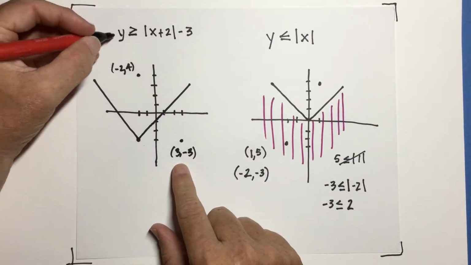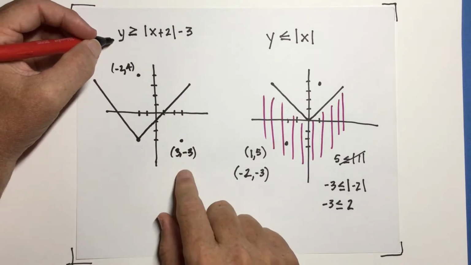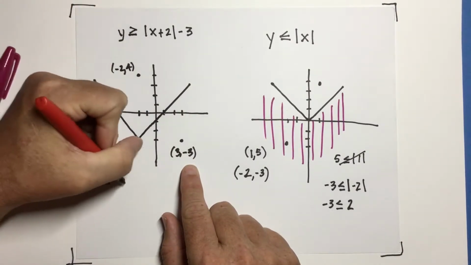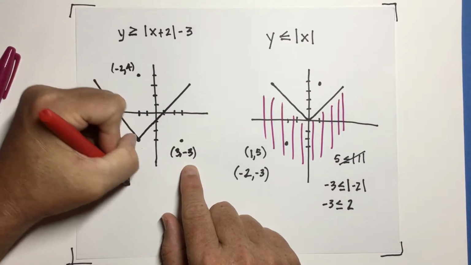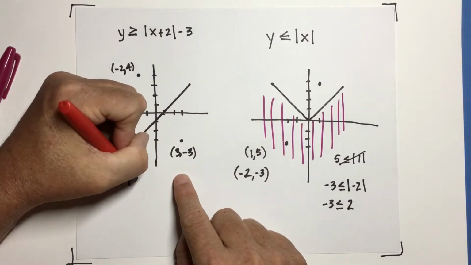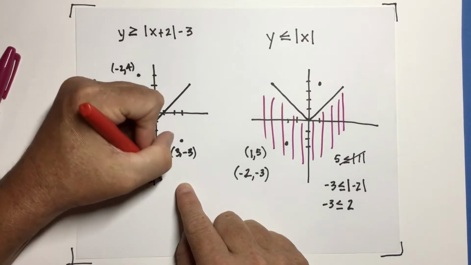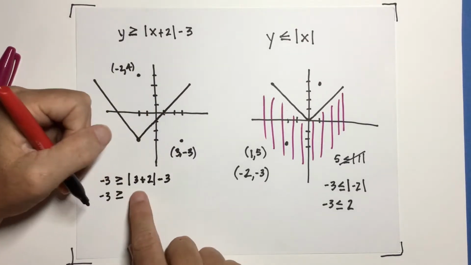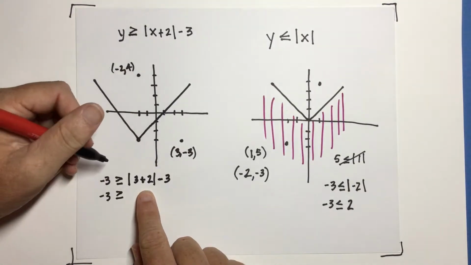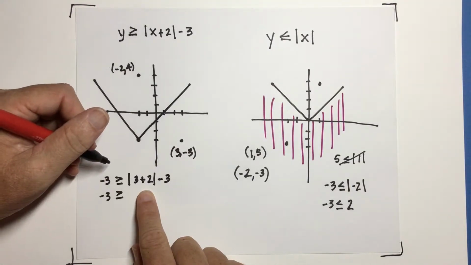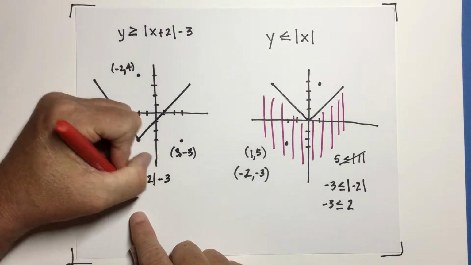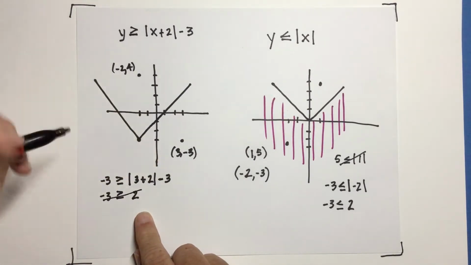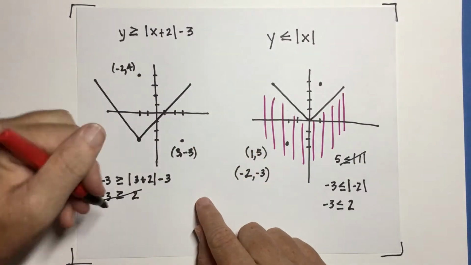So let's start with this one. When y is -3, is -3 greater than or equal to, x is 3 in our case, the absolute value of 3 plus 2, minus 3? Well, let's see, -3 should be greater or equal than 3 plus 2 is 5. The absolute value of 5 is 5. 5 minus 3 is 2. Is -3 greater than or equal to 2? It is not. Right?